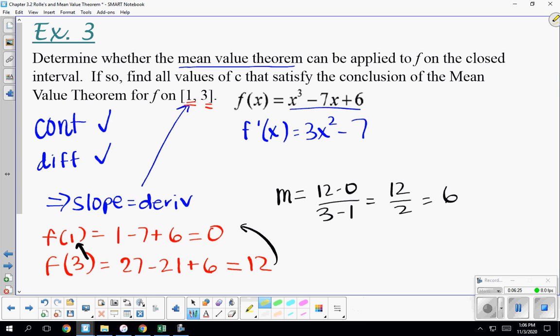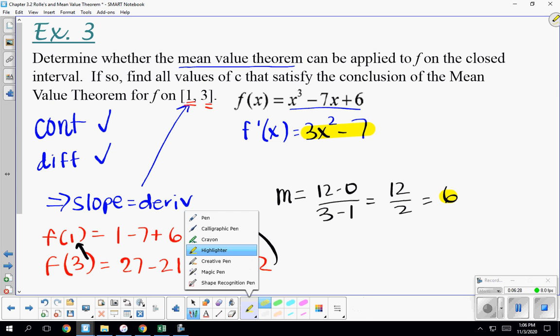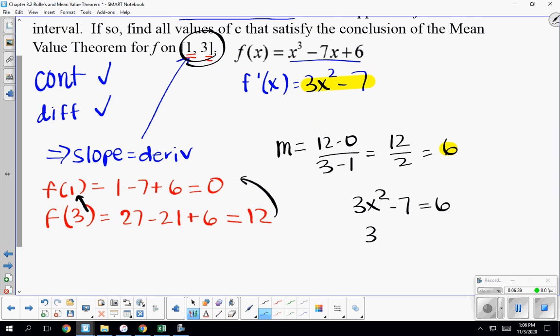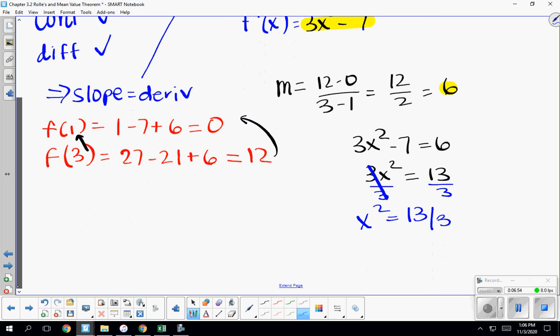And then the theorem says, let's go ahead and set these equal to one another. And so we're going to get 3x squared minus 7 equals 6. And we're going to solve. And we have to get at least one answer in this interval. So we're going to add 7. So 3x squared equals 13. We're going to divide by 3. And we get x squared equals 13 over 3. Finally, we're going to take our square root. So we'll get x equals plus or minus the square root of 13 over 3, which is like 2 point something. So we got two answers, a positive and a negative.